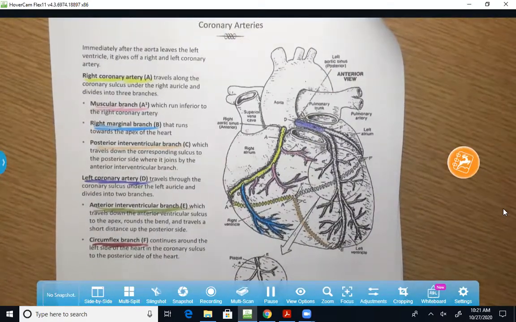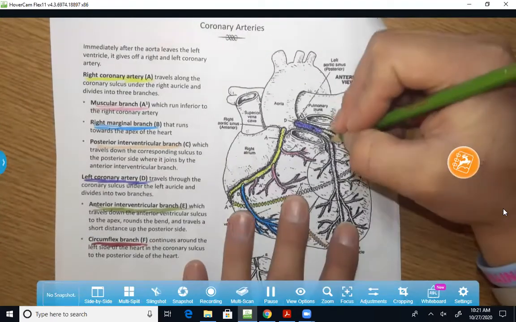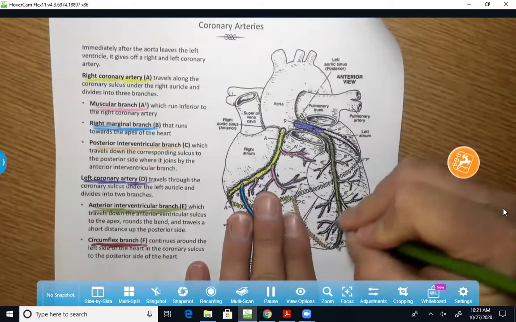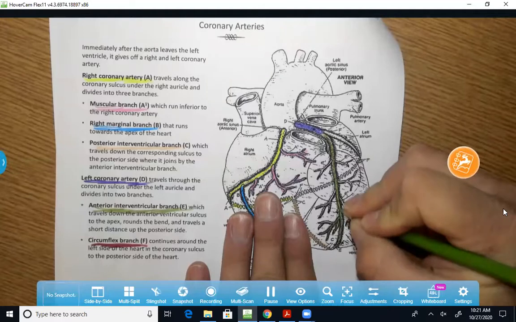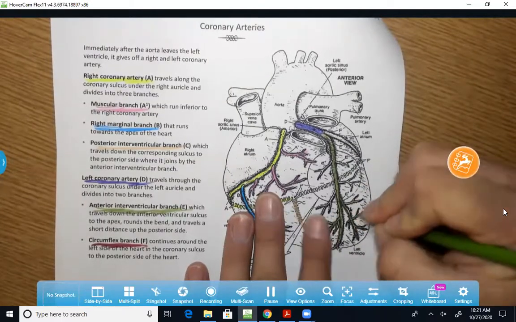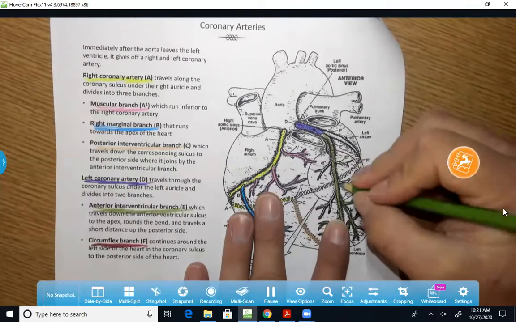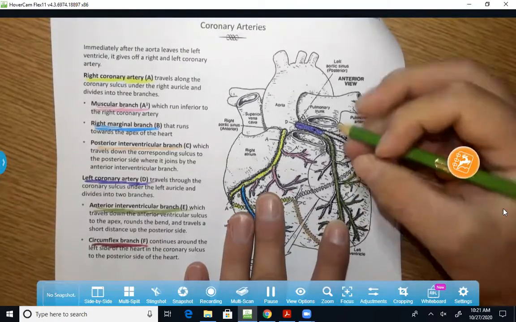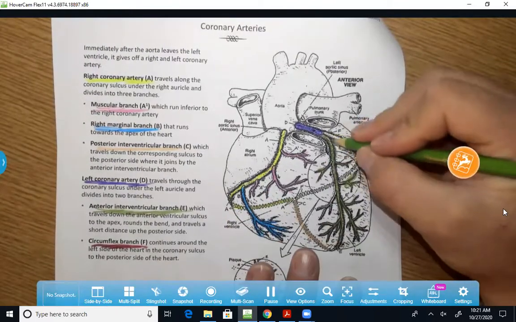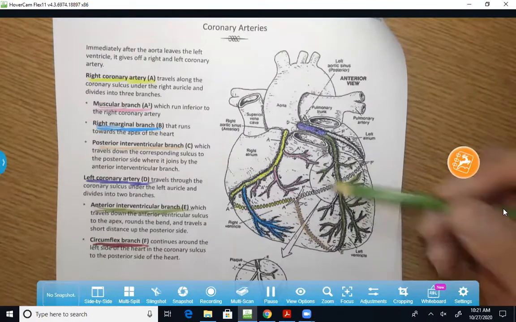Notice it's a really short artery. Really big one though, as far as width. It forks and forms this big one here, the anterior interventricular branch that runs down your anterior interventricular sulcus. This is one that feeds a good portion of our left ventricle.